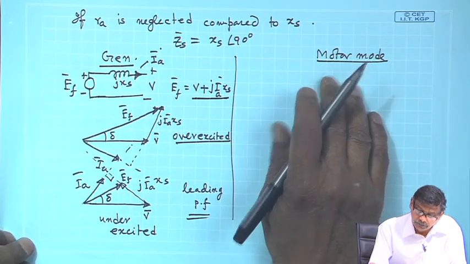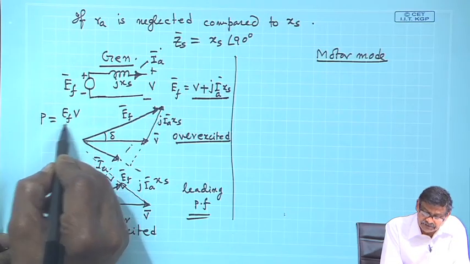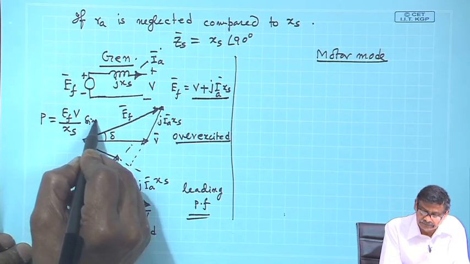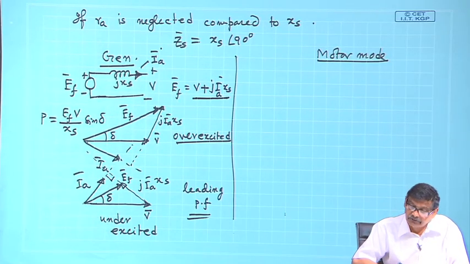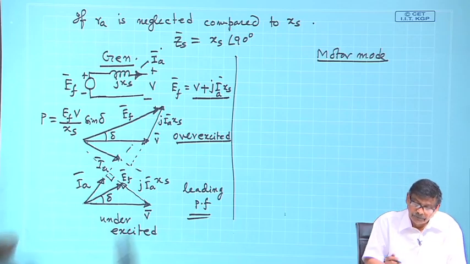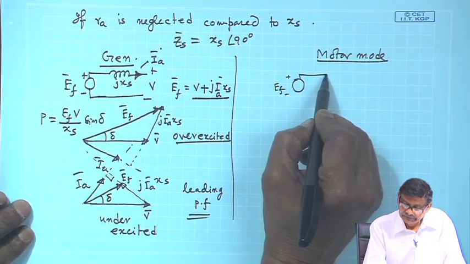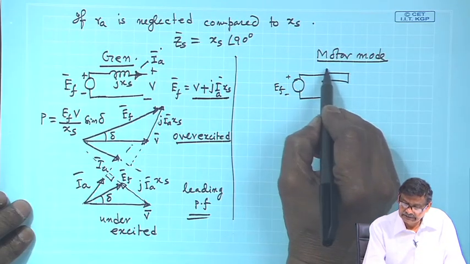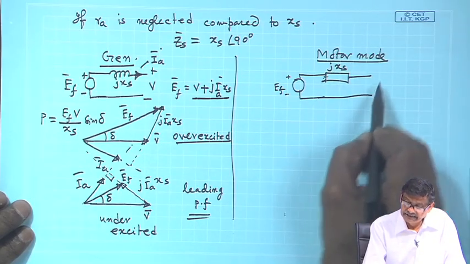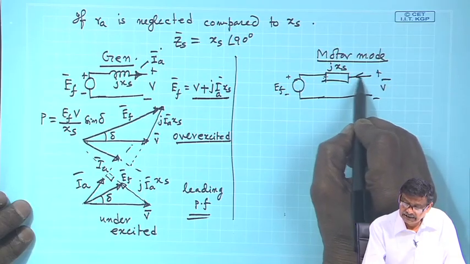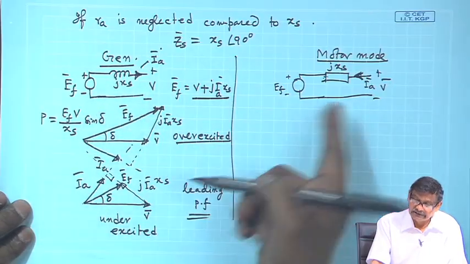In case of motor mode, what is the expression of real power drawn by the machine? It will be simply E_f V by X_s sin delta, that is all. I am not writing the expression of Q, that can be easily found out. In case of motor mode, first you draw this E_f, here is your Z_s. Z_s means only jX_s reactance, and here is your supply voltage V, and it draws a current of I_A. This direction of current assumption is important.